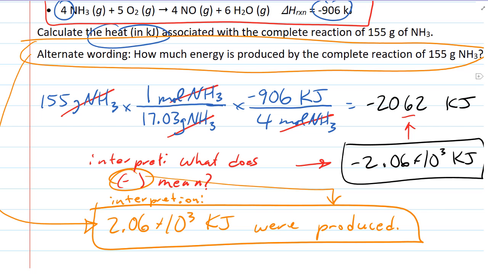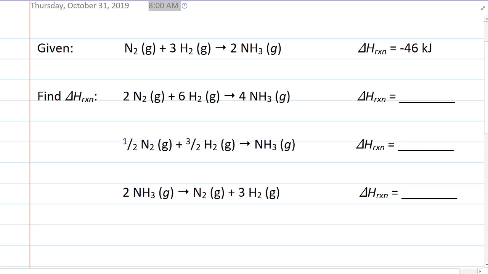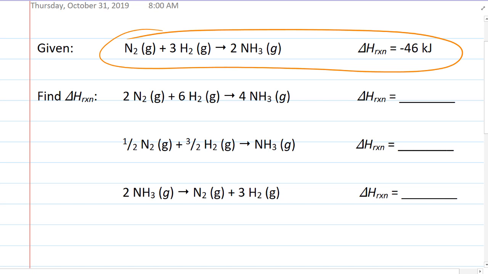Okay, finally, I think this is probably where we will end for the day. Well, we might get in a little bit further. Let's look at this thermochemical equation right here. And given this reaction, let's give these values in these blanks.